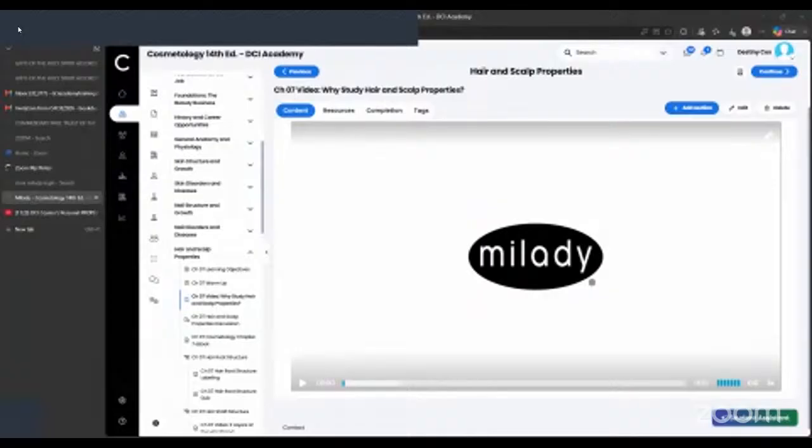Many individuals could have a talent, a skill, but very few of them really understand what they're doing and what they see. And part of your state board exam is going to be about hair and scalp properties and a little bit about hair and scalp diseases. We'll jump in on that, but let's begin today.